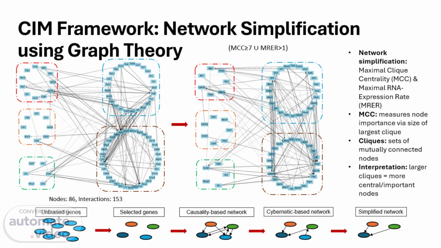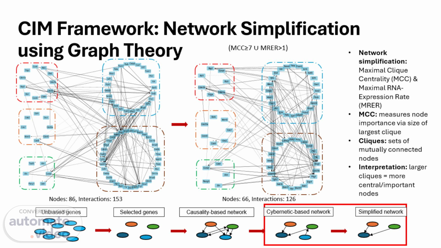For this simplification, we employed graph theory metrics, maximal clique centrality, MCC, and maximal RNA expression rate, MRER. MCC measures a node's importance by the size of the largest clique it belongs to. Cliques are sets of mutually connected nodes. The interpretation is that larger cliques represent more central and important nodes within the network.